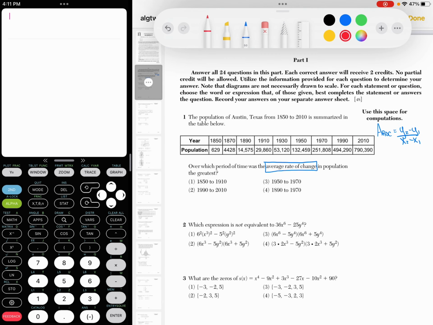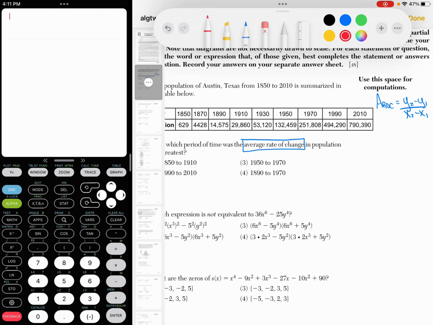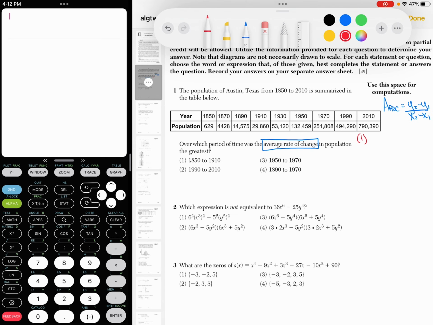Then I noticed it says which one is the greatest. For you to be able to tell which choice has the greatest average rate of change, you're going to have to find the average rate of change for all 4 choices and then compare them. So it's kind of a lengthy question. Let's just start with choice 1 and go on from there. Choice 1 wants you to find the average rate of change between these 2 years, 1850 and 1910.